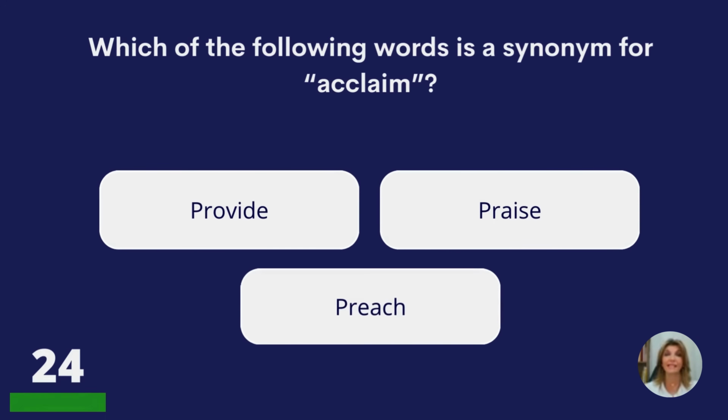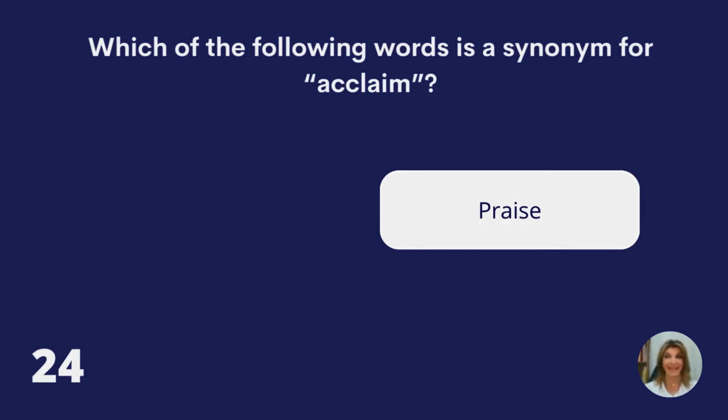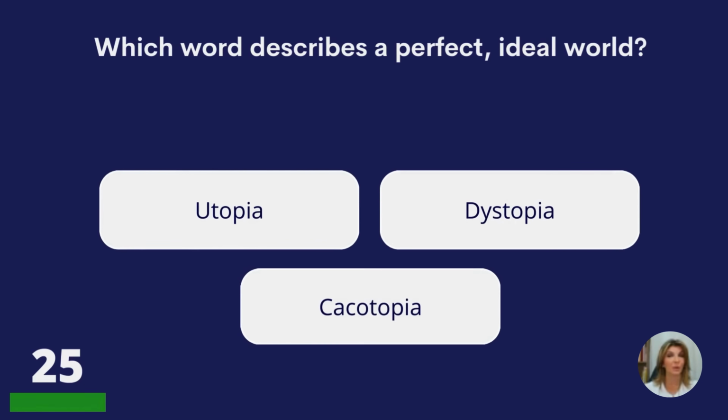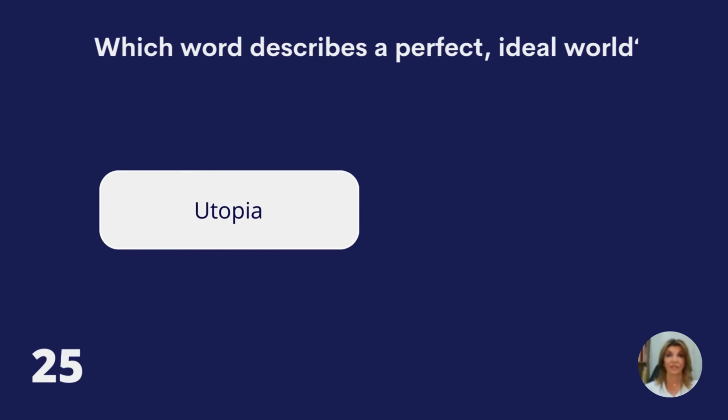Which of the following words is a synonym for acclaim? Provide, praise, or preach? Praise. Which word describes a perfect, ideal world? Utopia, dystopia, or cacotopia? Utopia.